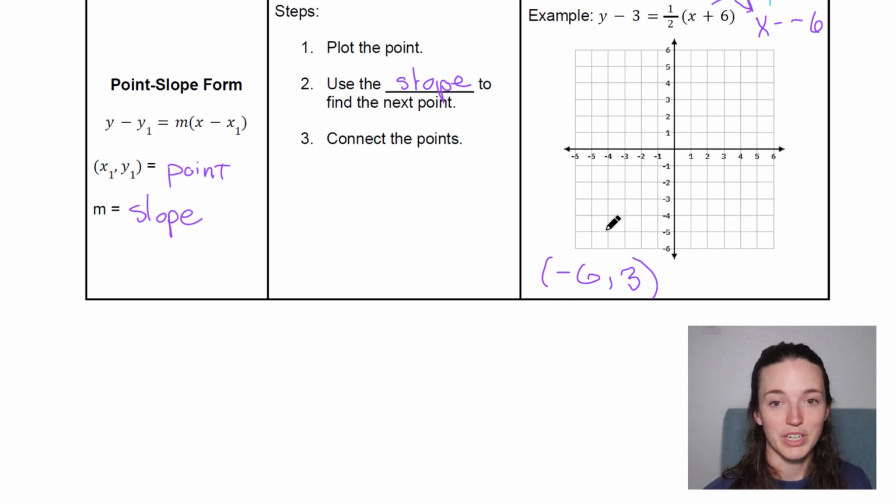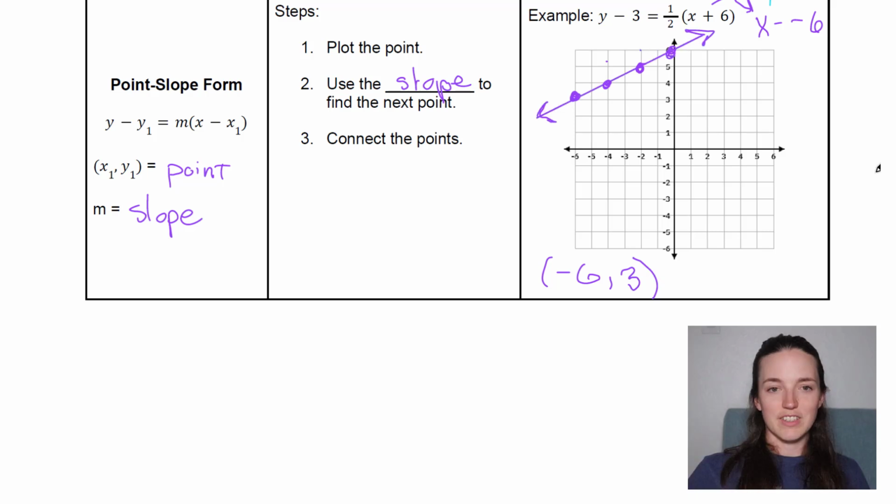We just plot this point, negative 6, 3, and now we use the slope just like we were doing above. Slope is 1 over 2, so we're going to go up 1 over 2, up 1 over 2, and I'll do one more, up 1 over 2. So just because she looks mean doesn't mean she's not nice. Okay, she's really nice. She's going to be a good friend.